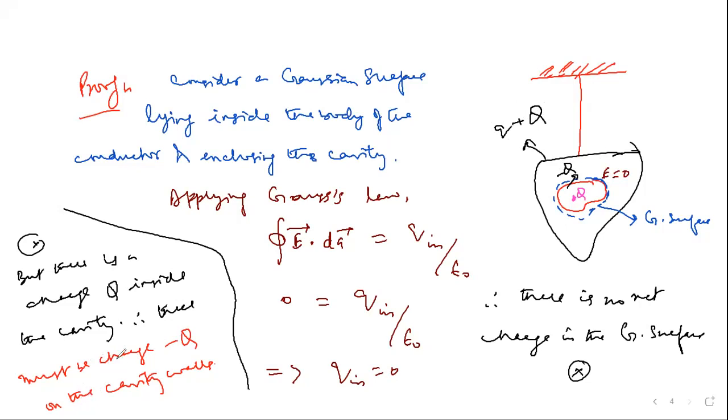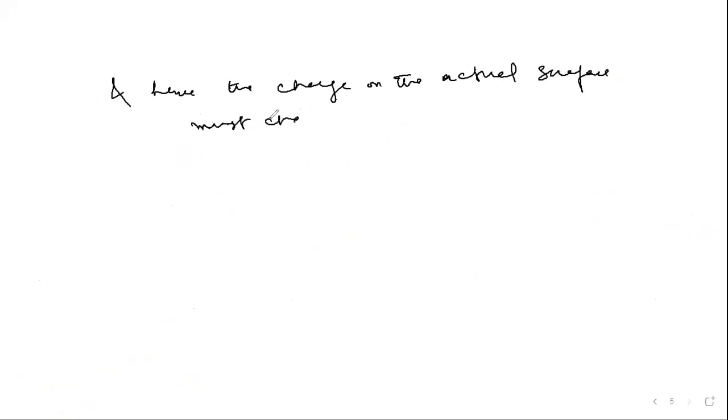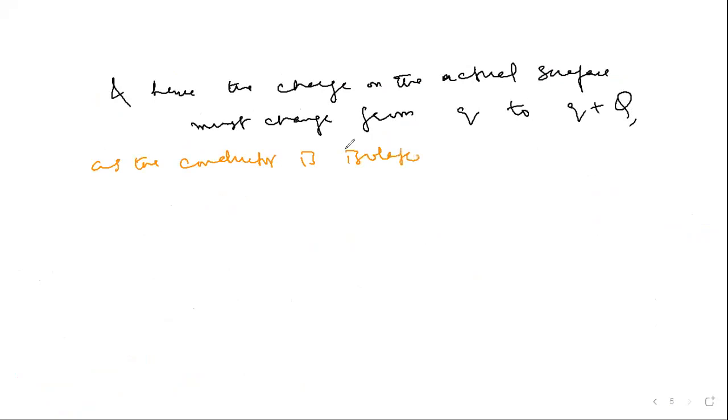There must be the charge minus Q on the cavity walls, and hence the charge on the actual surface must change from q to q plus Q, as the conductor is isolated. Hence, result C is proved.